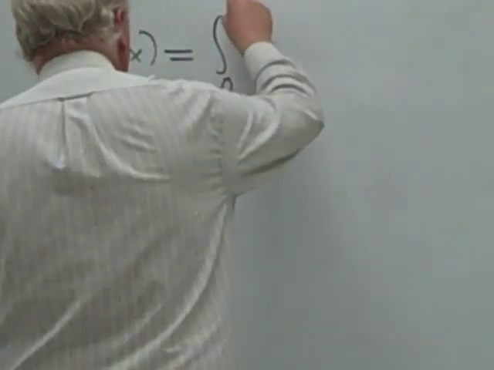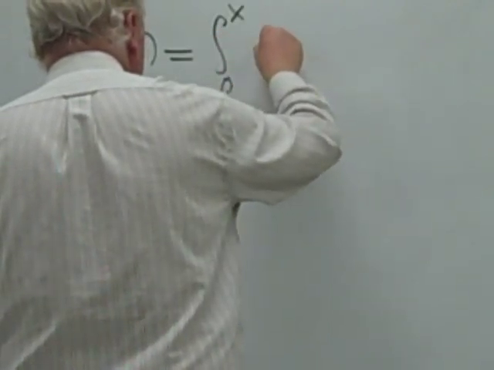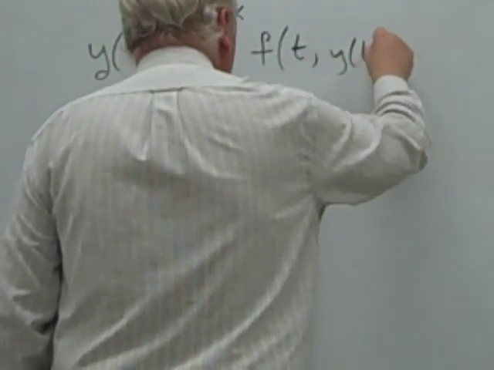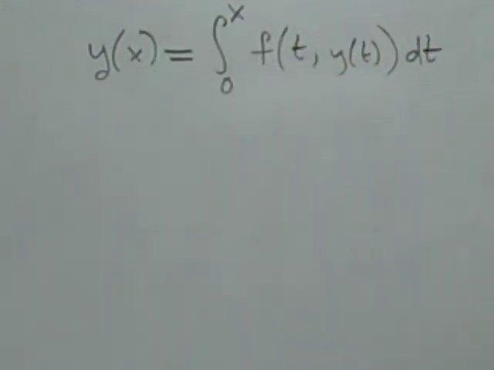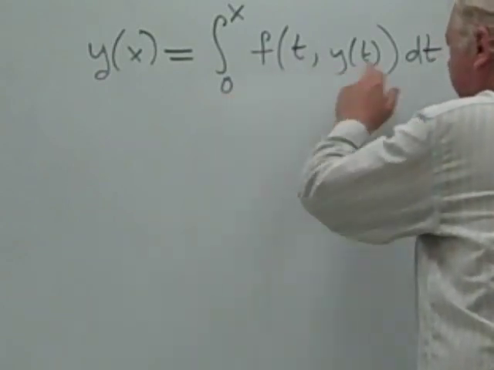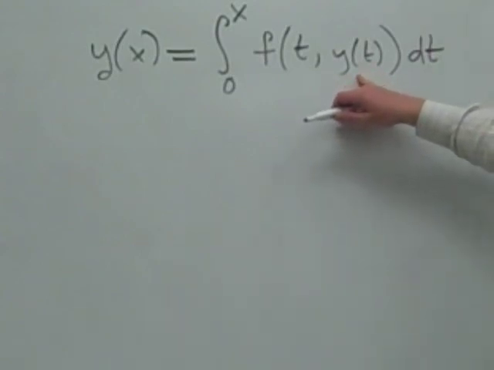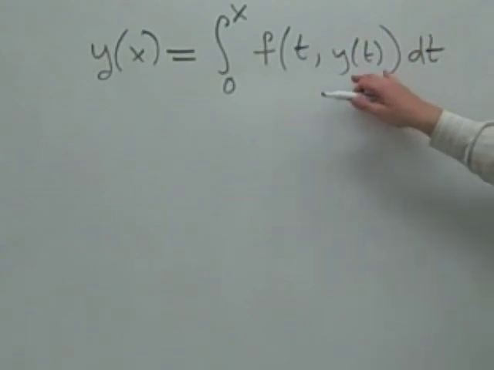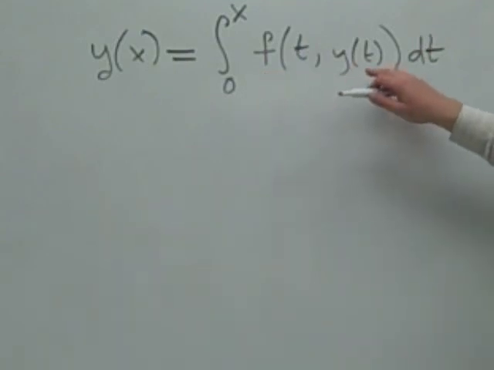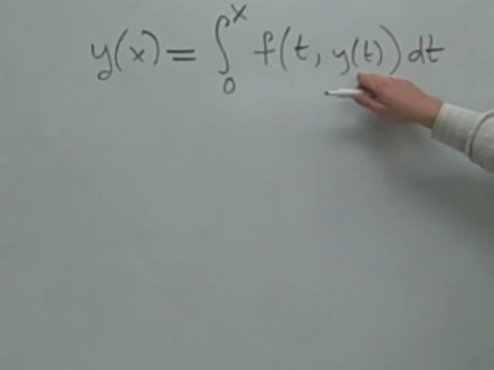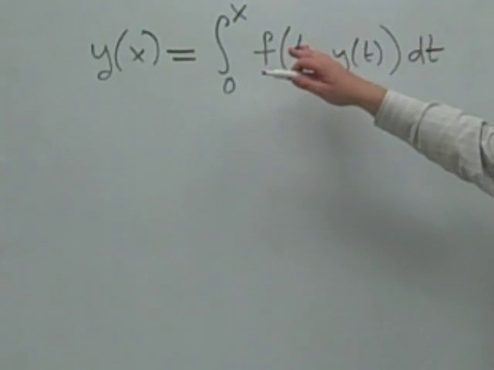Integrating y prime, you get y, and that will be the integral from 0 to x, and now we need another letter for the integration. It will be the integral from 0 to x of f of t, y of t dt. So in this form, if you think about it, on the right-hand side, we can use this to plug in any function we like for y, do the integration, and out will come a new function of x. And what we're really looking for here is a function that when you plug it in and do the integration, produces the same function again. Well, that's just a fixed point.